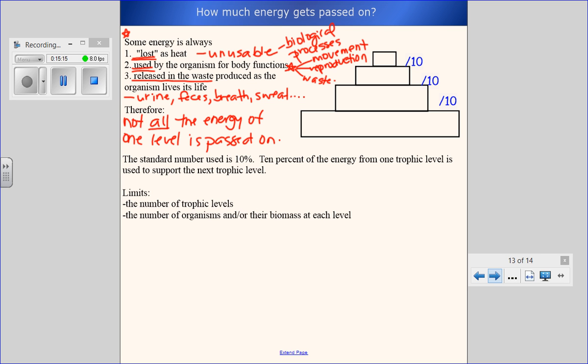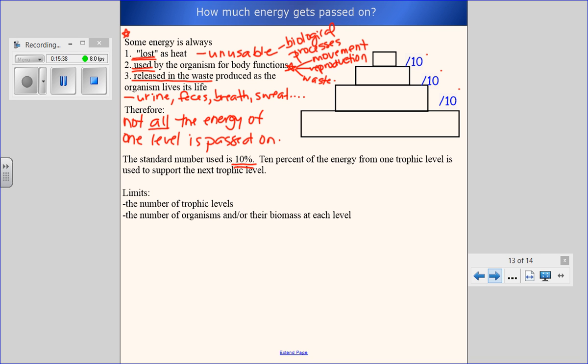And like I said, the standard number used is 10%. Approximately 10% of the energy from one trophic level is available to the next level. So you'll notice over here, I wrote, you just divide by 10 each time. To divide by 10, you take away a 0 or you move the decimal one place.